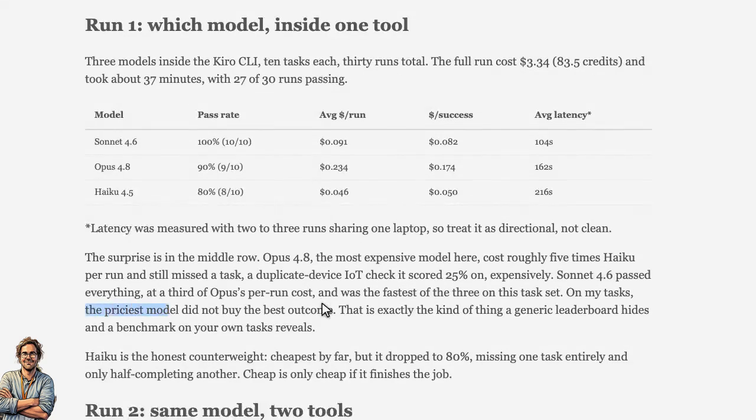Run 1, 3 models in one tool, 10 tasks each. The surprise was in the middle. The most expensive model cost roughly 5 times the cheapest per run and still missed the task, while a mid-priced model passed everything at a third of that cost and was the fastest. On my tasks, the priciest model did not buy the best outcome. That is exactly what a generic leaderboard hides and a benchmark on your own tasks reveals.